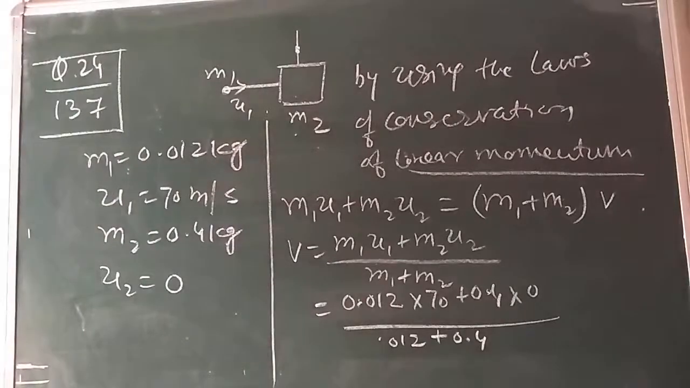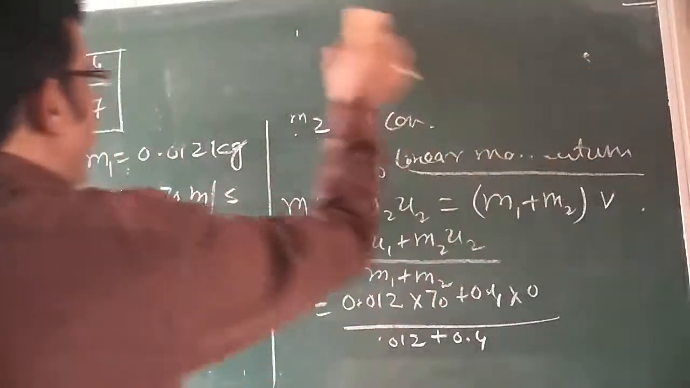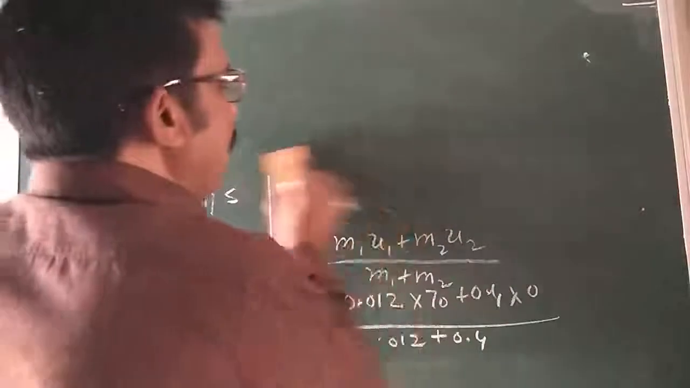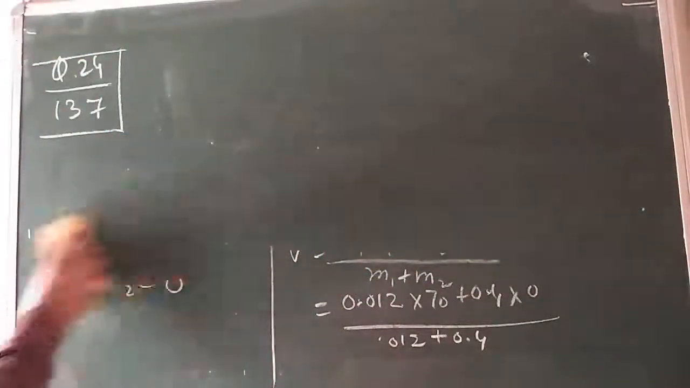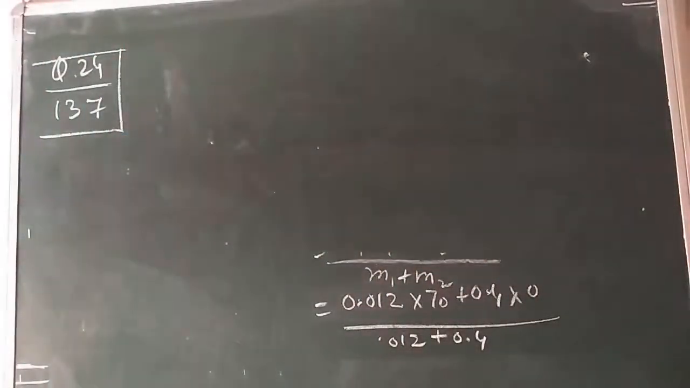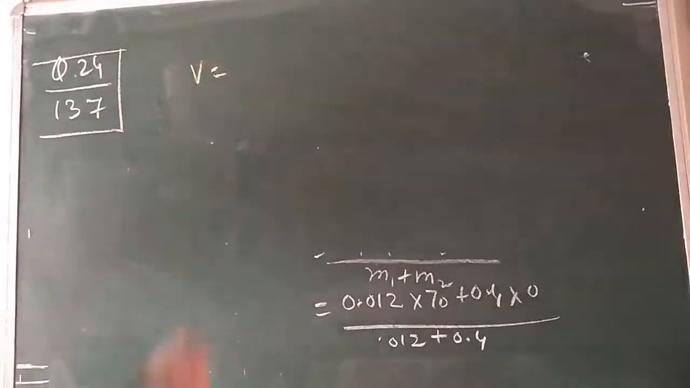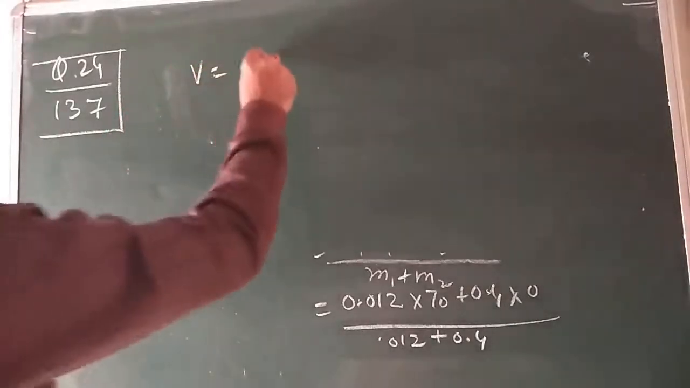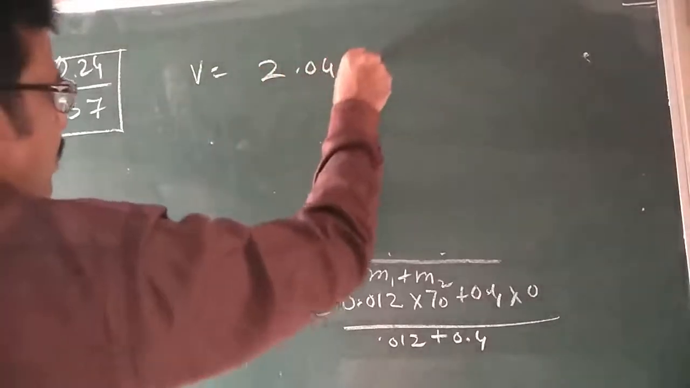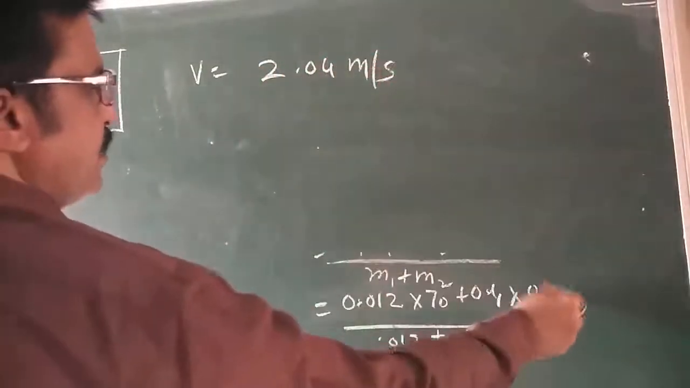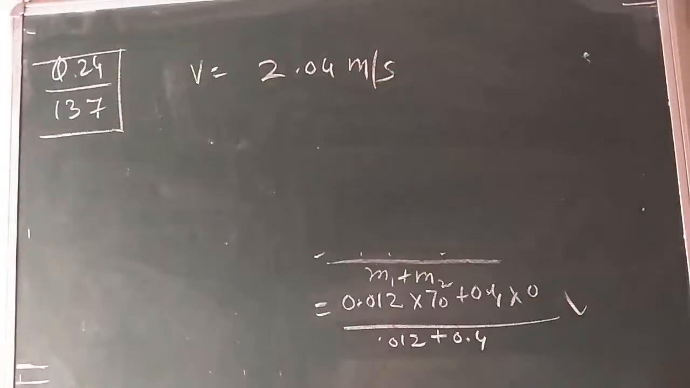Solve it. Again see how much time you are taking to solve this simple calculation. That is also important. You will get, after a few minutes, around 2.04 meter per second here. Solve this: 0.012 into 70 and then this.